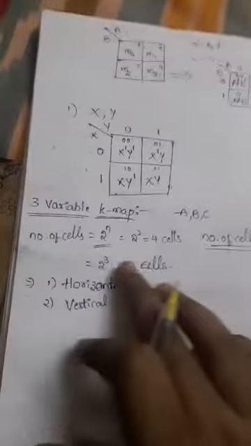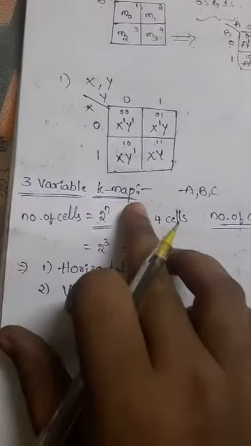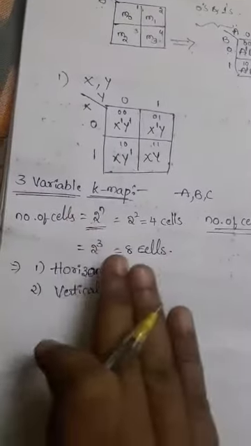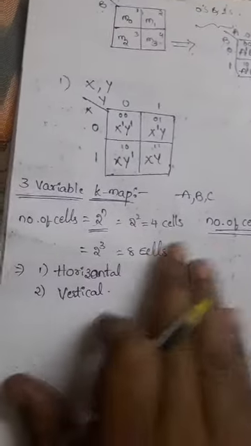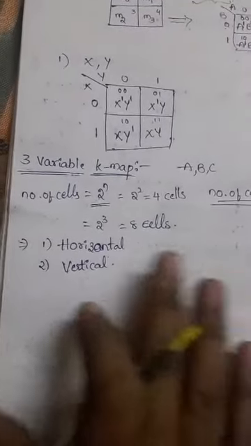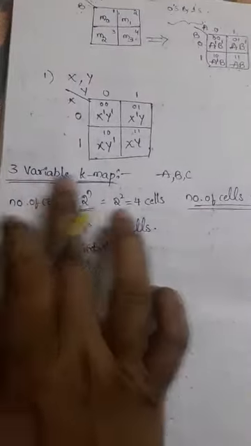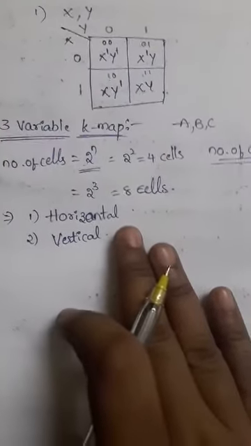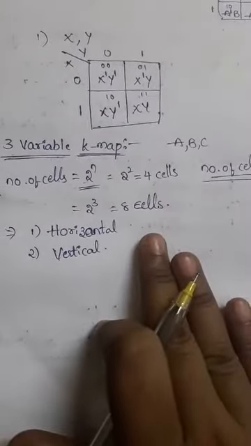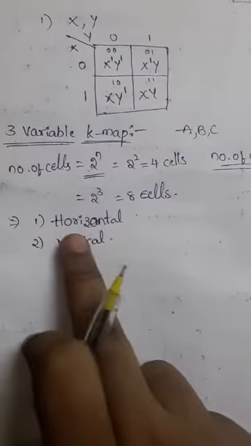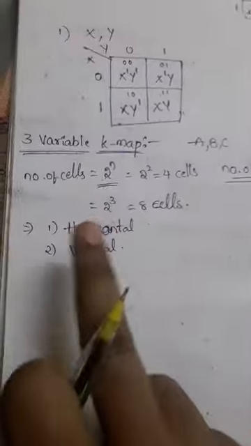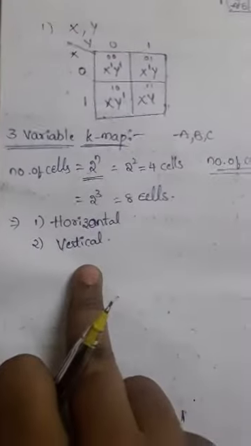Remember it. For example, if you are considering a three variable K-map, that is A, B, C, how many cells are we getting? That is equal to 2 cube, equals 8 cells. So totally, the number of cells for a three variable K-map is 8 cells. Here, this three variable K-map has two structures: one is the horizontal K-map and the other is the vertical K-map. That means we can take it horizontally or vertically.